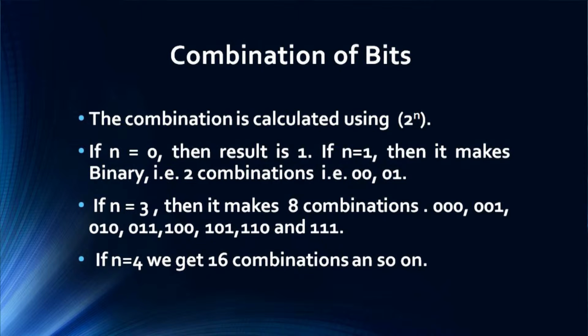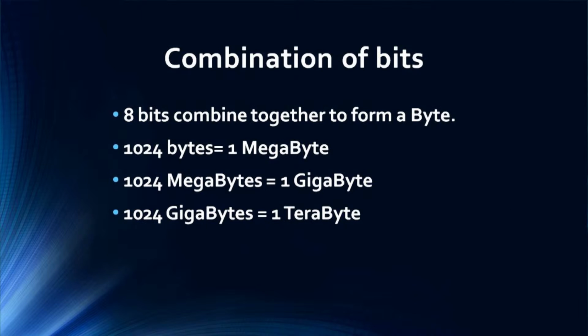A combination of 3 bits is also there. They make 8 combinations: 000, 001, 010, and so on. A combination of 4 bits together makes a nibble. 8 bits combine together to form a byte. Not the byte which you take for your food, but the byte which we take for storage of data. So when 8 bits come together, they make a combination in the form of 00000001, and so on.